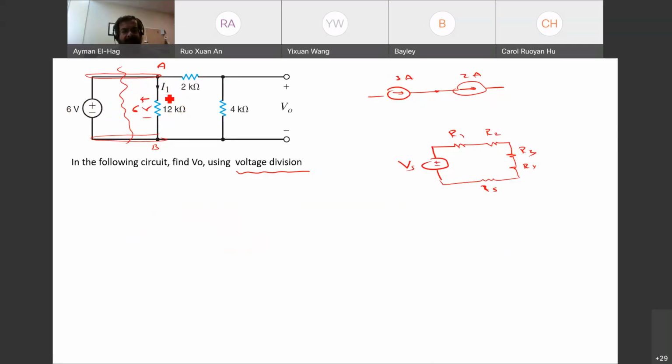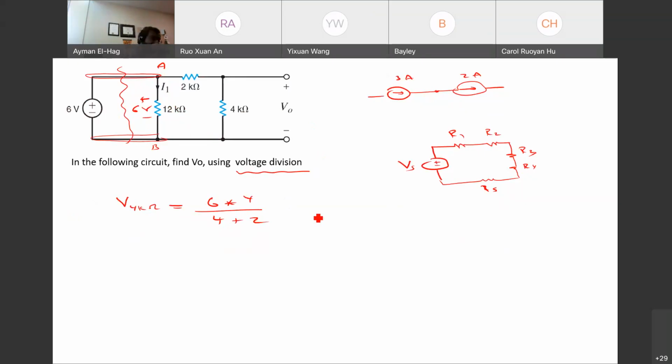So basically now I have a voltage source in series with two resistors. Now, once I establish this, your voltage of 4 kilo, because this is what you want to find, V out, which is the voltage across the 4 kilo ohm, is equal to the 6 times the 4 divided by the summation of all resistors. As simple as that. This is how we apply KVL.